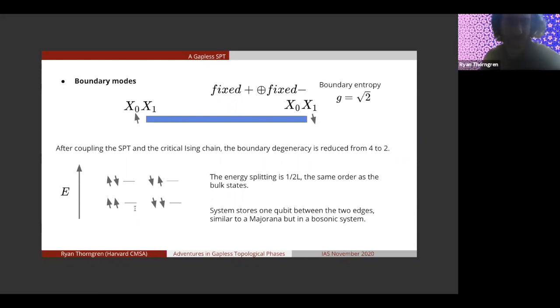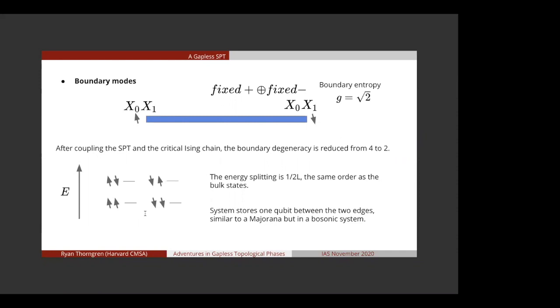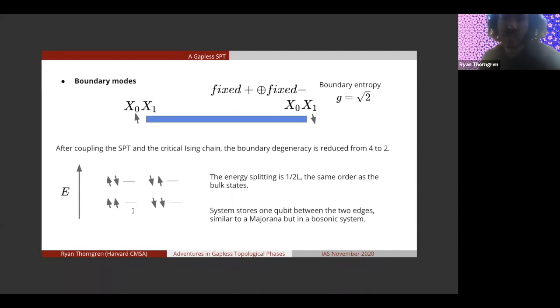And in the two states, are they exactly degenerate, or is it exponentially in L? What's the energy difference? Yeah, so they're going to be exponentially split in general, given by the correlation length of the gapped part of the system.